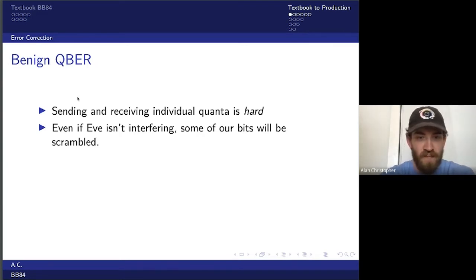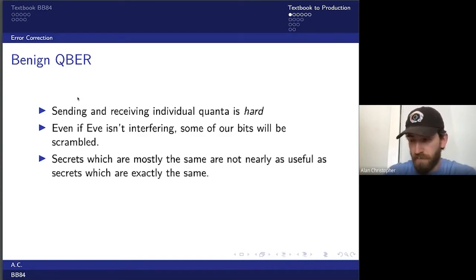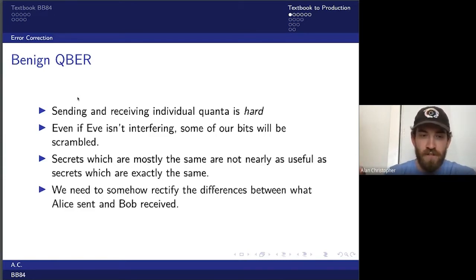So when Eve is interfering, we are assured that, at least for a large enough number of bits that we're transmitting, we have assurance that Eve is going to introduce some errors. Even when Eve isn't interfering, though, some of our bits are going to be scrambled. And if you have a secret which is mostly the same between Alice and Bob, that's maybe kind of useful, but it's not nearly so useful as having a secret which is exactly the same. So we're going to need to, in some fashion, take the secrets that Alice and Bob have that are largely correlated, and we want to get them so that they are, at least within some negligible probability, definitely the same.